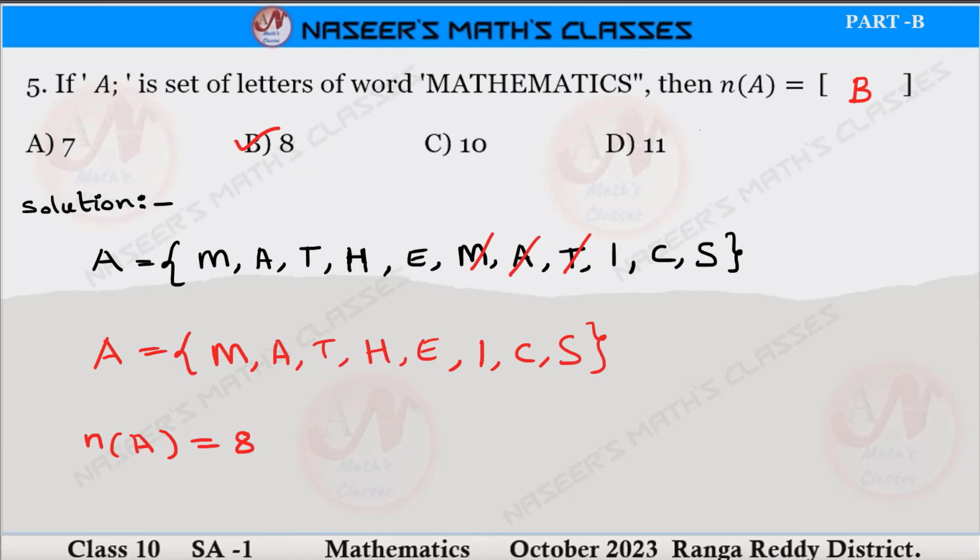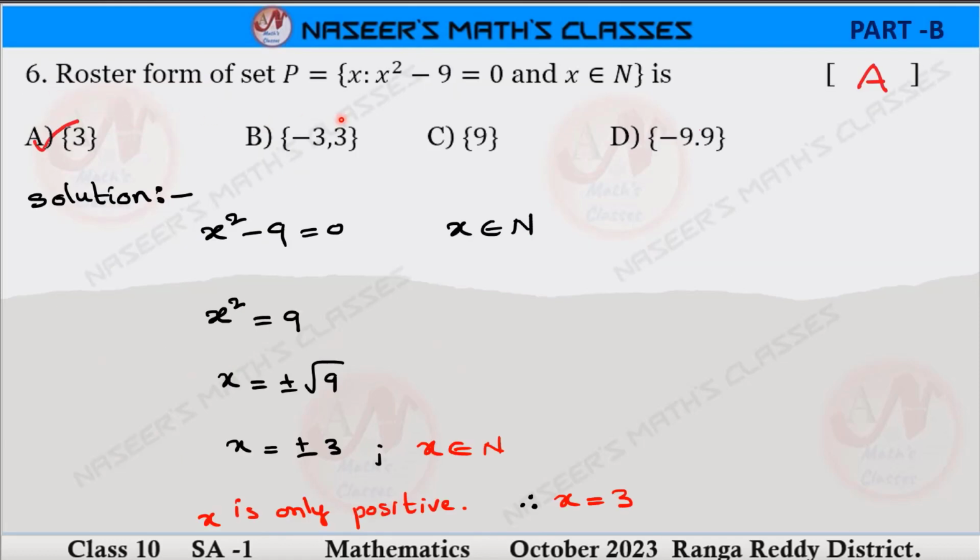Roster form of set B is equal to x such that x square minus 9 is equal to 0 and x belongs to N. So from the given set builder form we can write x square minus 9 is equal to 0 where x belongs to N. Now transpose 9 from LHS to RHS, we can write x square is equal to 9.